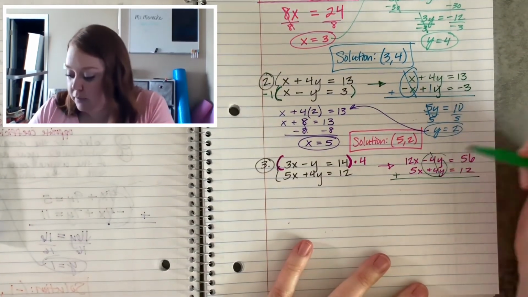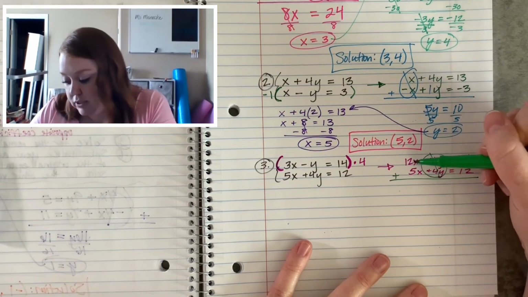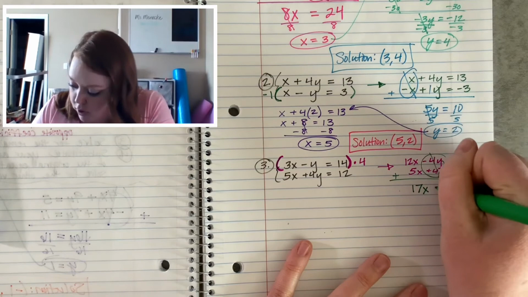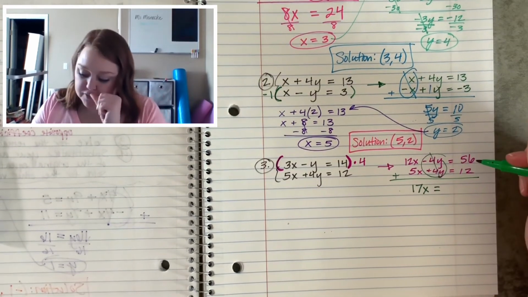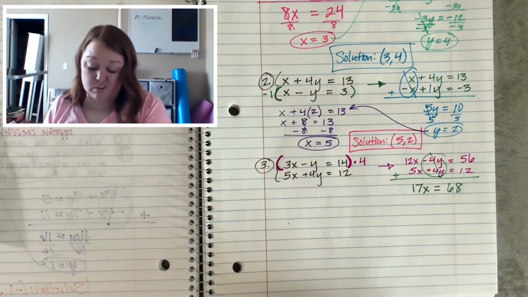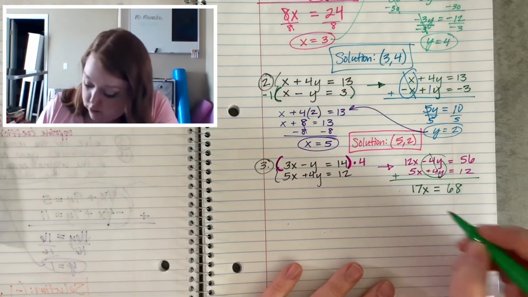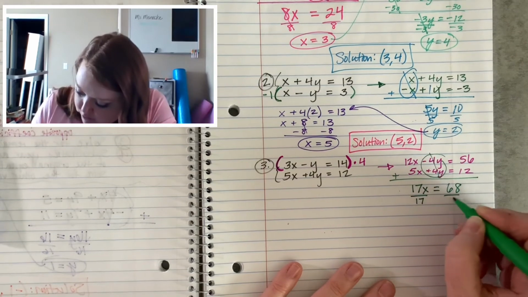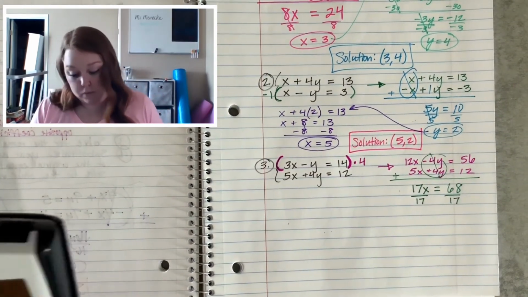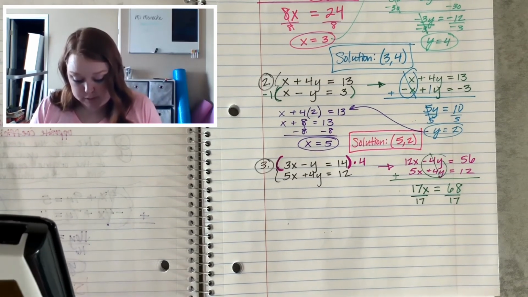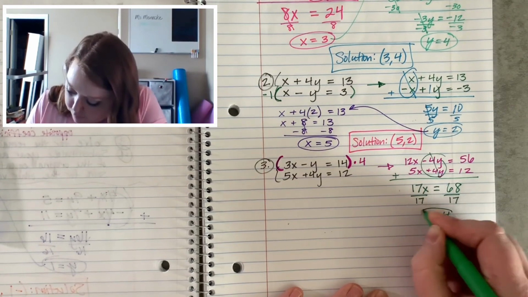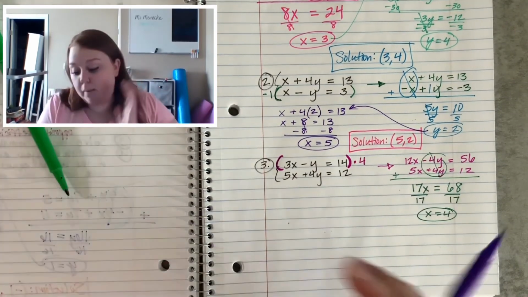Okay, y's eliminate. So then I'm just dealing with x's. 12x plus 5x is 17x. Drop down my equal sign. 56 plus 12 is 68. I hope that equals a nice number. Let's see. Divide by 17, divide by 17. I think it's 4, but let me check. 68 divided by 17 is 4. X equals 4. Okay, so we got part of it.